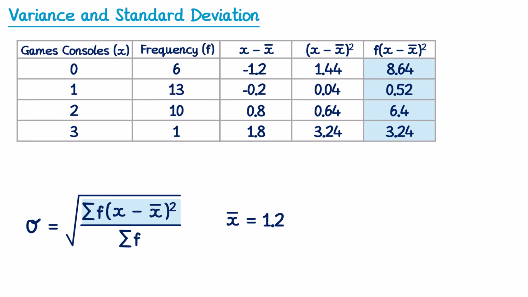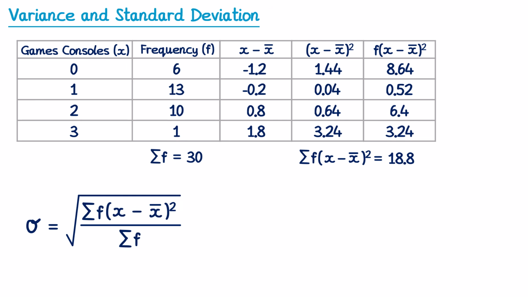Then if we add up this column here, we get 18.8, which must be the sum of f lots of (x minus x bar) all squared, which is the numerator for our formula. So all we need now is the denominator for the formula, the sum of f, which is just the sum of the frequency column. The sum of f was 30. Then we can just substitute these values into the formula.